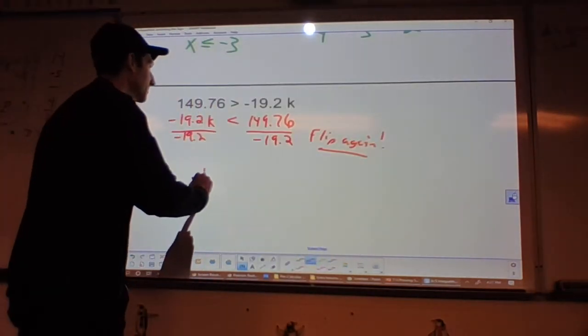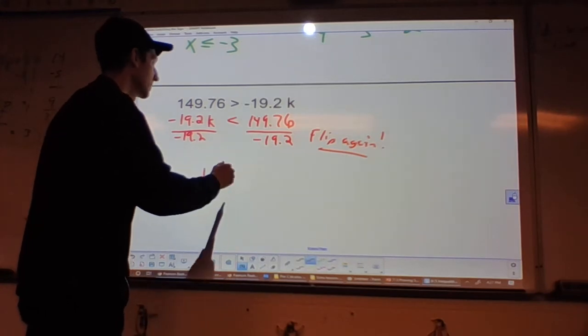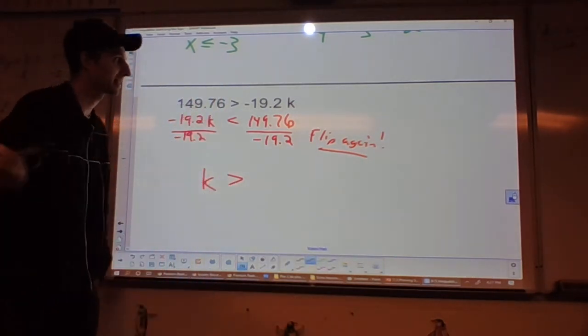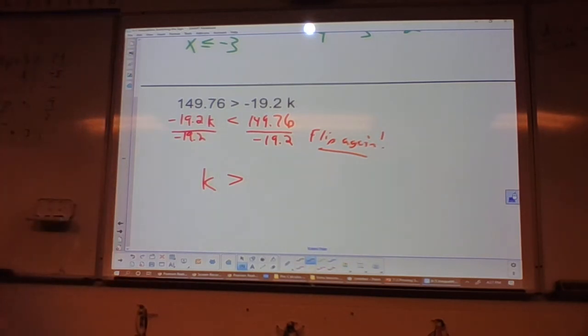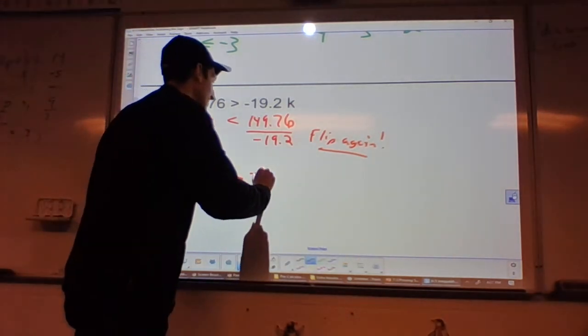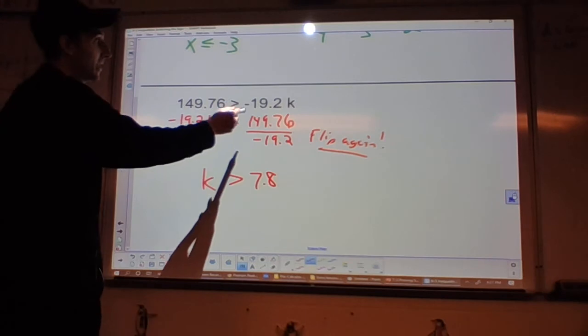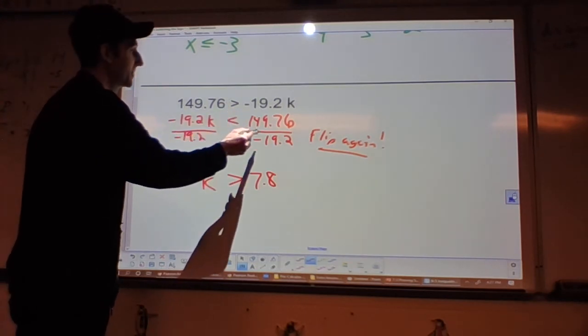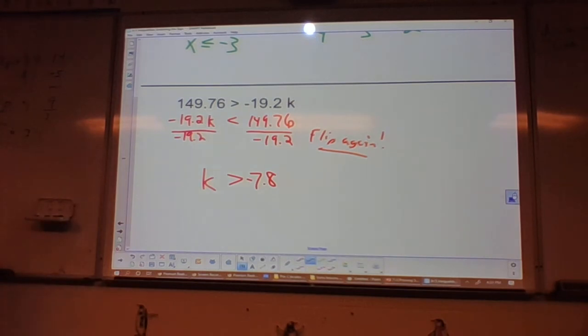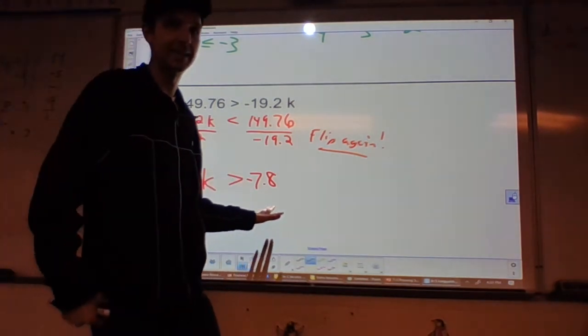And we'll end up with k is greater than, so originally was greater than, we flipped it to less than, came back to greater than. If we divide correctly, we get k is greater than 7 8/10. Okay, 7 8/10. If you have a positive divided by a negative, actually it's probably -7 8/10, yes. Sorry, typo there, -7 8/10.